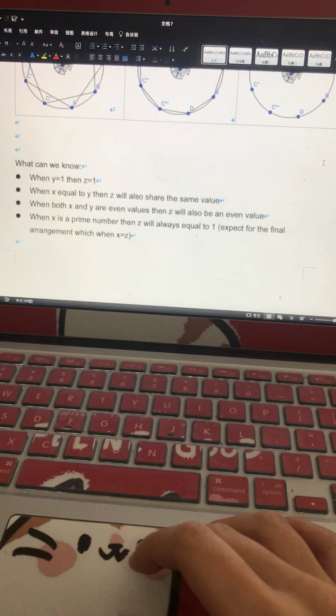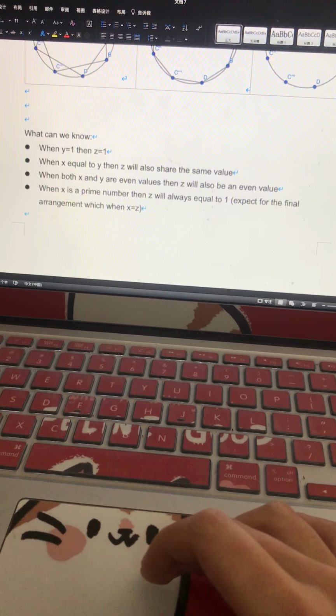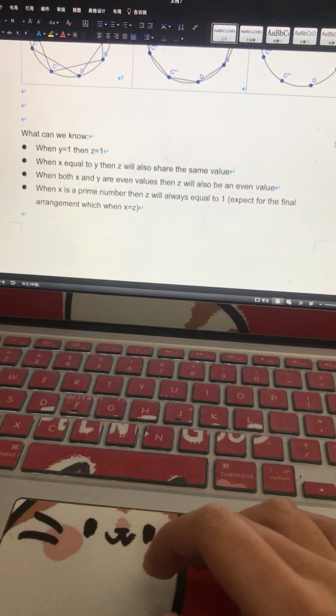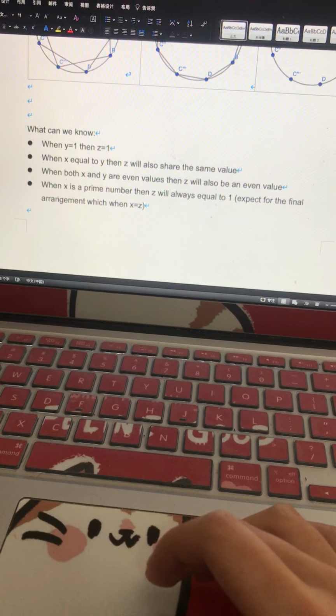So this is the first part of assessment 2, which is a short presentation showing how I draw these circles and what I found and discovered from these circles.